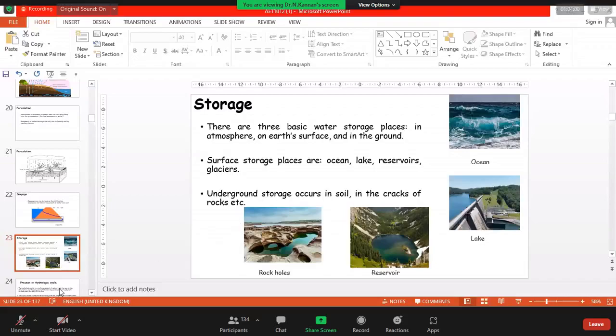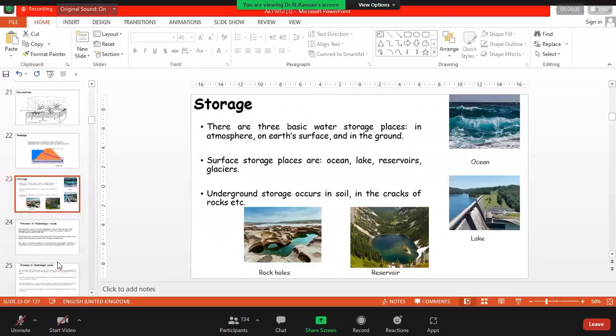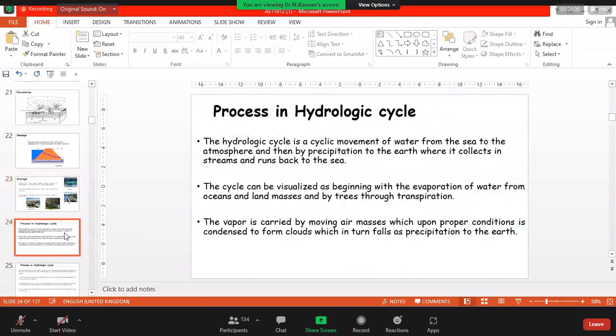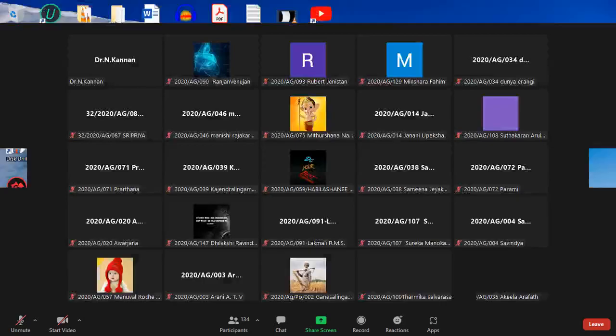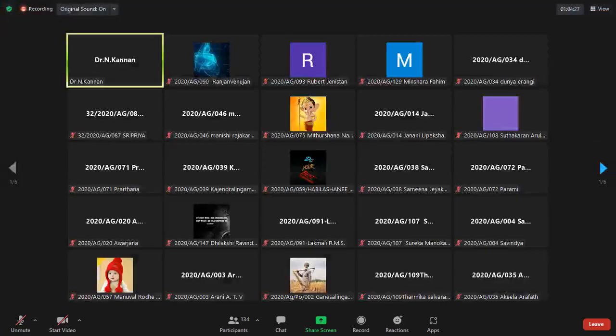With that note, we will move to the next one, that is, processes in the hydrologic cycle. This is a bit complex, so we will continue with this next time. I will stop at this point. That's enough for the day. Before concluding, I just want to ask you something. Can I increase my speed further next time? Is that okay for you all?